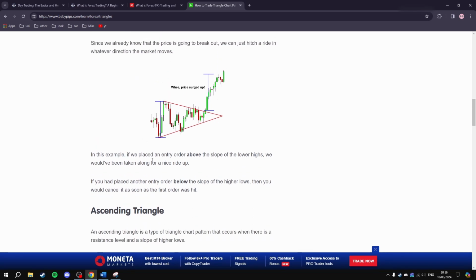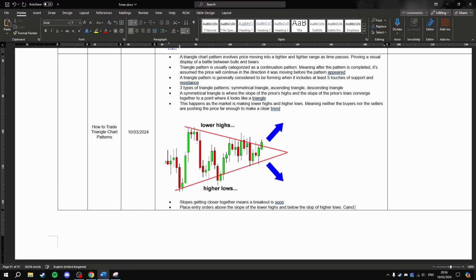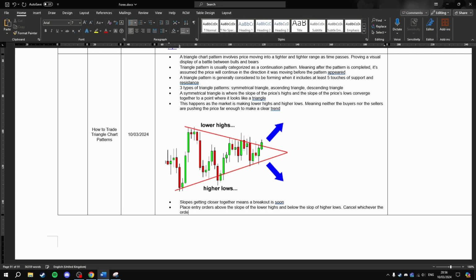In this example, if we placed an entry order above the slope of the lower highs, we would have been taken along for a nice ride up. If you had to place another entry order below the slope of the higher lows, then you would cancel it as soon as the first order was hit. Cancel whichever order wasn't hit.